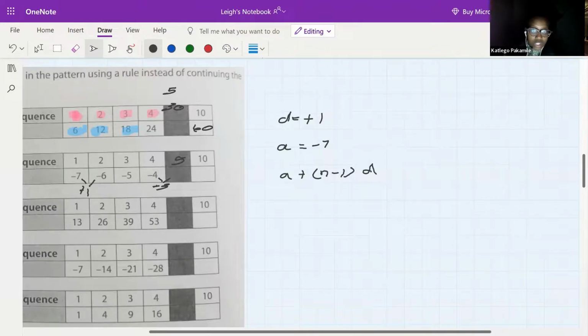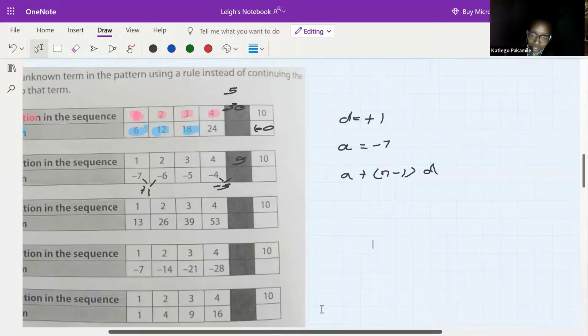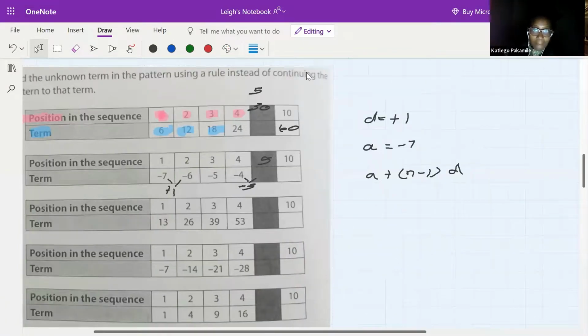Let me check in the chat. Tehila. Okay, Tehila. Without adding until you get to number 10 and without using this that I just wrote on the side, what did you do? Tehila, go for it.